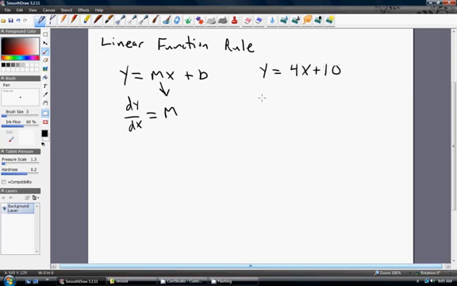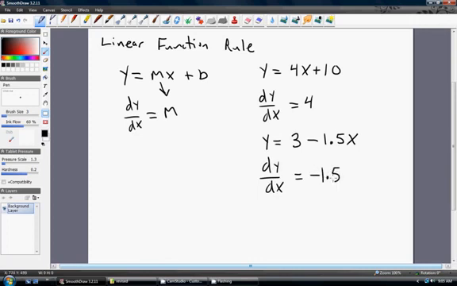Here's a linear equation. I'm going to take the derivative of this. According to the rule, we're just going to get back the m, which is 4 in this case. This rule works fine for downward sloping equations. The derivative here is going to equal minus 1.5, the slope of this downward sloping line. Okay, let's move on to another result.